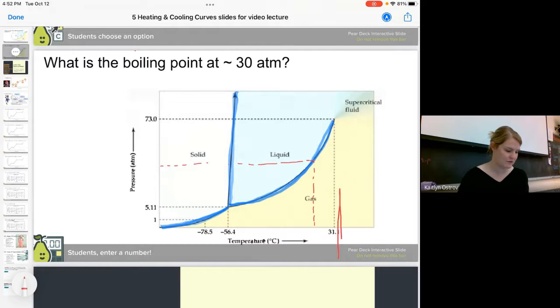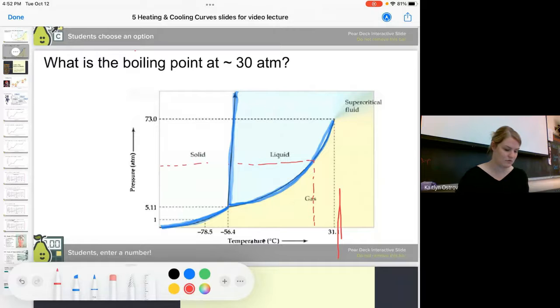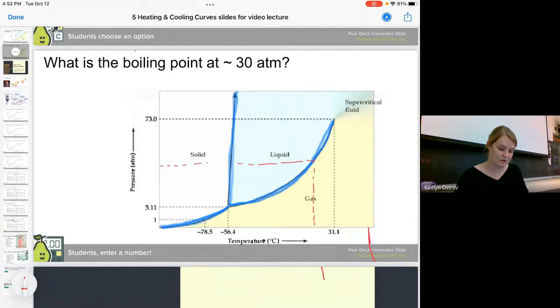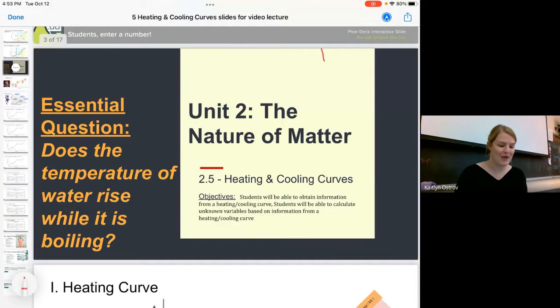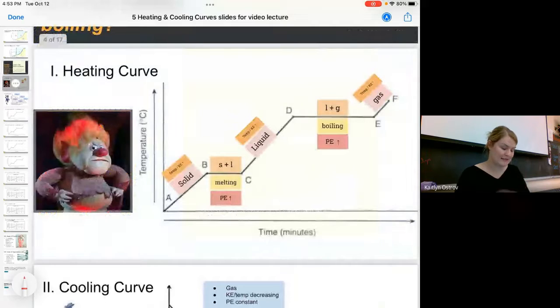All right, so now we're going to get into the actual 2.5 lesson. Gosh, I cannot write on this thing. We'll just do that. Okay. So we are talking about these things called heating and cooling curves. And so what this heating curve is, you're going to copy this down on your 2.5 paper if you didn't do that yet.